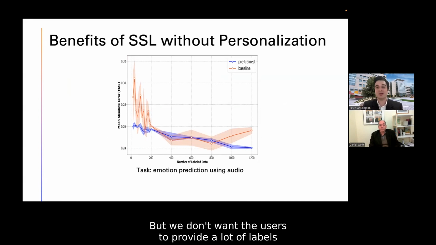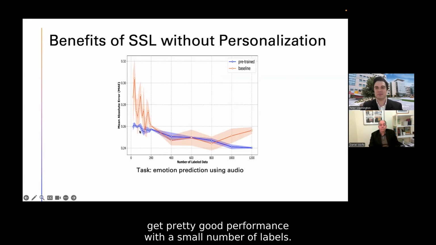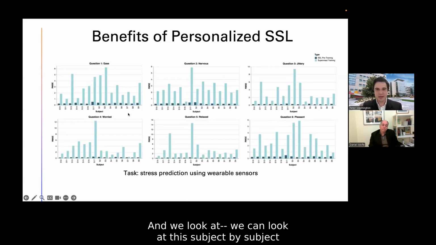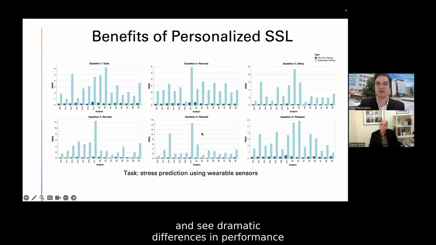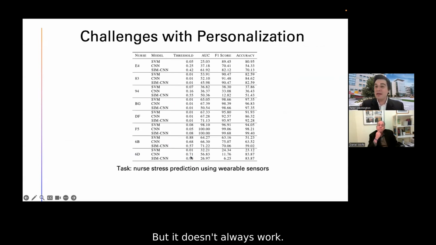But we don't want the users to provide a lot of labels because that's not a good user experience and people are going to drop off. So this is good, that we could essentially get pretty good performance with a small number of labels. And we can look at it subject by subject and see dramatic differences in performance at a fixed number of labels. But it doesn't always work.